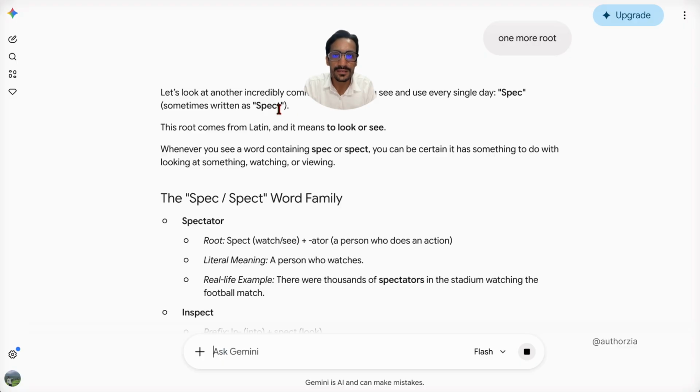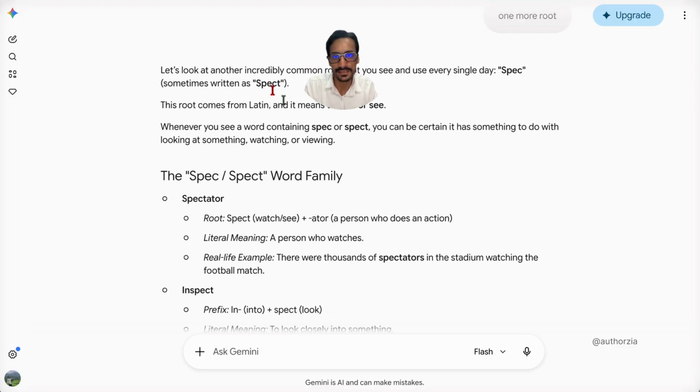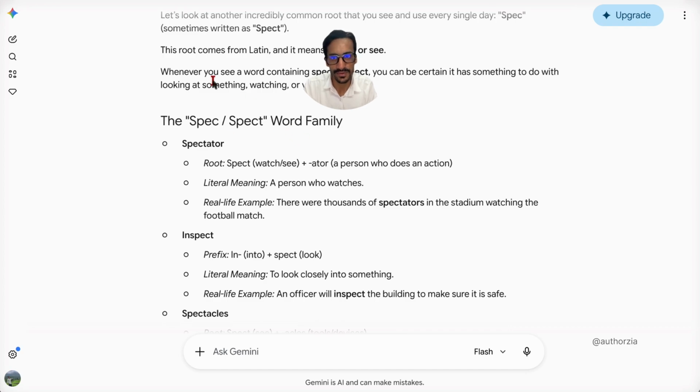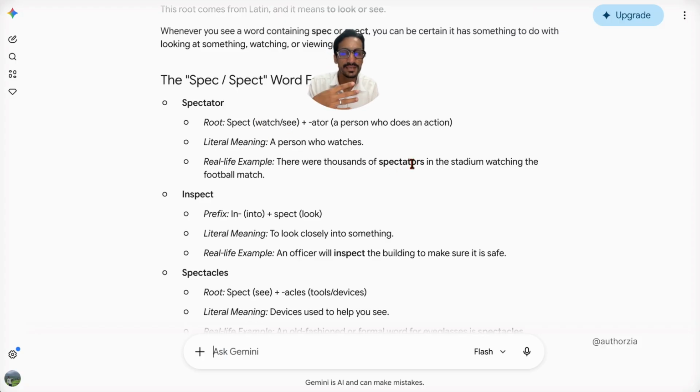Let's look at another incredibly common root, that is spec, sometimes written as spect. Spec or spect word family. Now this root is also from Latin. This means to look or see. Spect, spectator, देखने वाला. अगर आप मुंबई इंडियंस का मैच देख रहे हो वानखेड़े स्टेडियम में बैठ के, you are a spectator. So you are literally a person who watches.